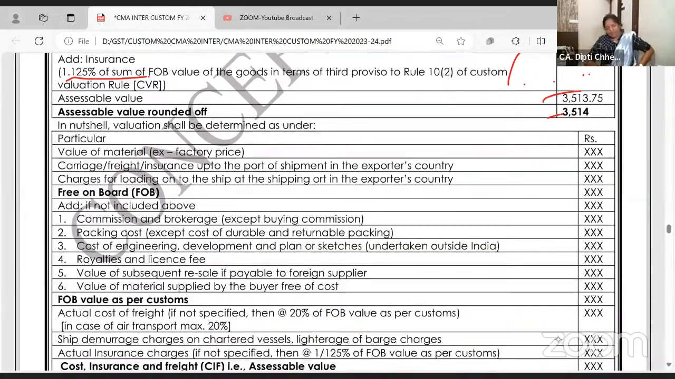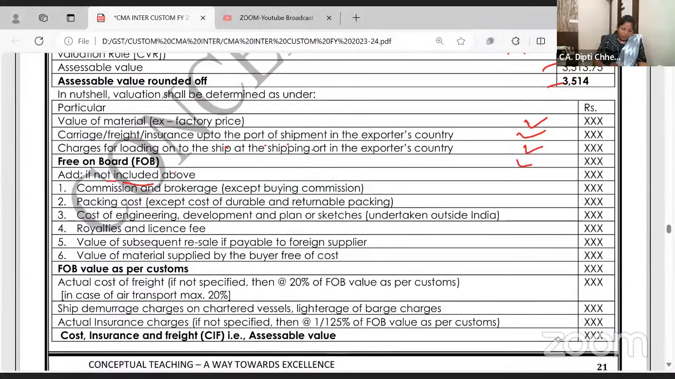Okay? Right. So now moving to the problems. Are you clear? When will you minus? When they give the CIF value. And when it is air freight. Value of the material, carriage freight, insurance in the export country, will we take? Yes. Loading, will we take? Yes. Free on board. If not included, include commission.